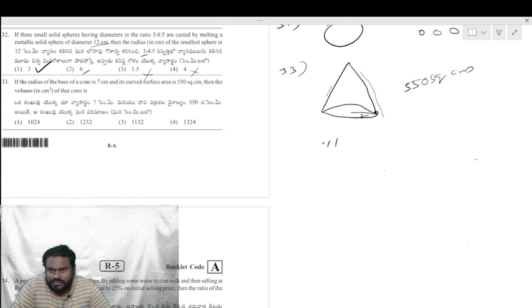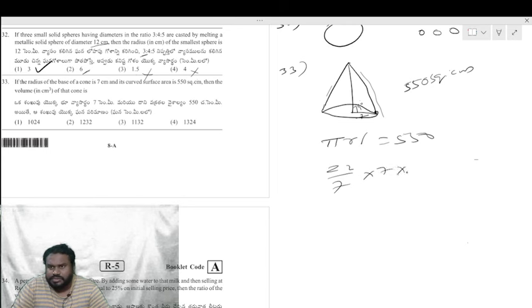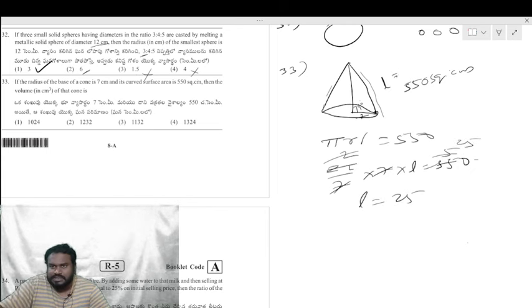So what is the formula for surface area? Pi RL equals 550. R is given, but L you don't know, but you can find it. This is a right angle triangle, and in the right angle triangle, R you know. So 22 by 7 into R is 7 into L is equal to 550. So 7 and 7 cancel, 22 is 11 twos, 550 is 11 fives. So L is equal to 25. You got L as 25.